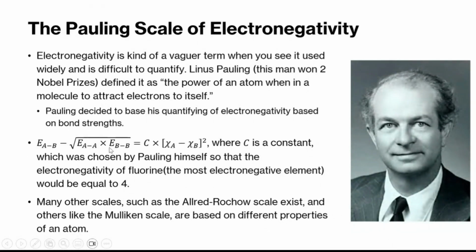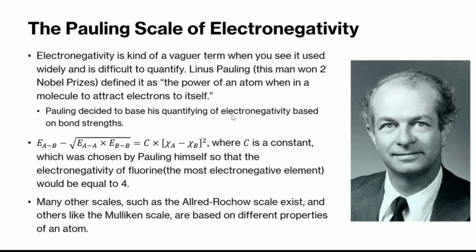I'm not going to read it all out loud, but just know that the bond strengths affect the electronegativity of various elements. And in addition, the difference of those electronegativities of 2 elements squared is multiplied by some constant c. And Linus Pauling explicitly chose this constant c so that the electronegativity of fluorine, which we know now is the most electronegative element of all time, would be equal to 4. In his later works, he decided to make the constant equal to 3.98, but still it's very close to 4.